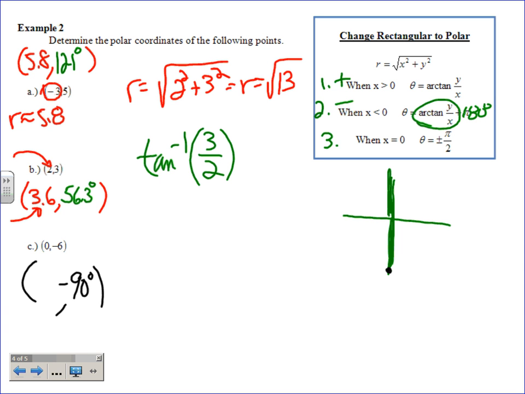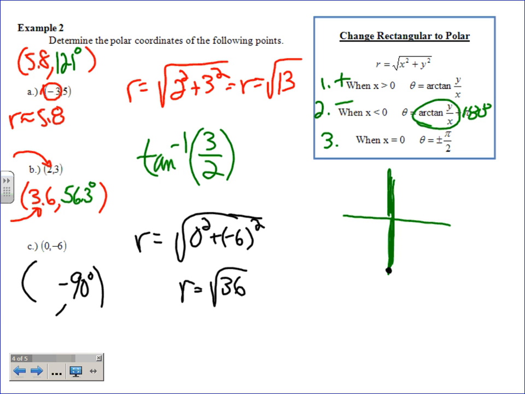And I'm hoping that you don't have to do a whole lot of work on radius either. Isn't it just going to be 6? If I put all those circles in there, it has to be 6. But if you want to see it the other way, you would take 0 squared plus a negative 6 squared. R would equal the square root of 36, which just comes right back to 6. Okay.